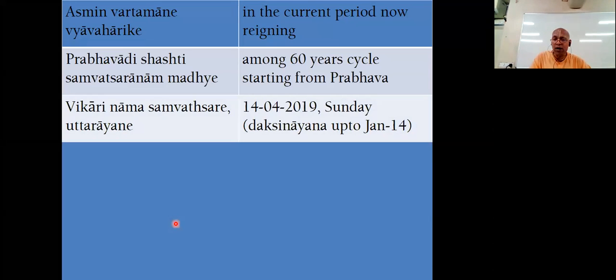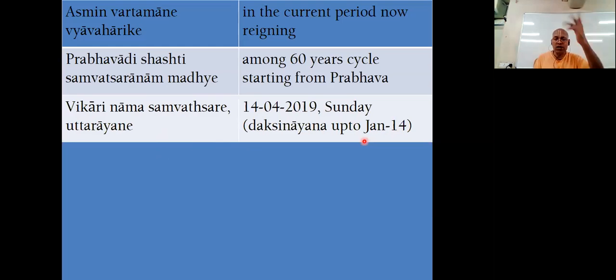And on the day of Gudi Padwa, which generally comes in the month of March or April, that is Chaitra, at the beginning of the first day of Chaitra Mas, the new year starts. So the new year started in April 2019, and it is called Vaikari Nama Samvatsara. And here we are talking about 14th April 2019, that is Sunday.